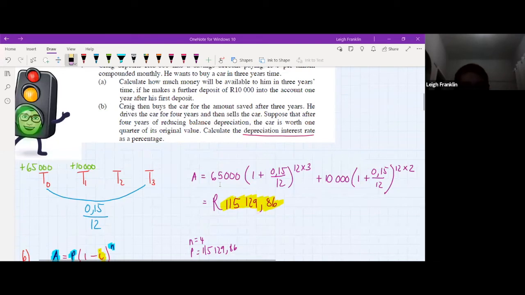Okay, so let's just have a look at things again, right? So Craig buys the car for the amount saved after 3 years. Okay, so the amount saved after 3 years is this. He drives the car for 4 years and then sells the car. Suppose that after 4 years of reducing balance depreciation, the car is worth 1/4 of its original value. So the car is worth 1/4 of its original value. So in other words, this 115,129.86, all right, that is 1/4 of its original value.